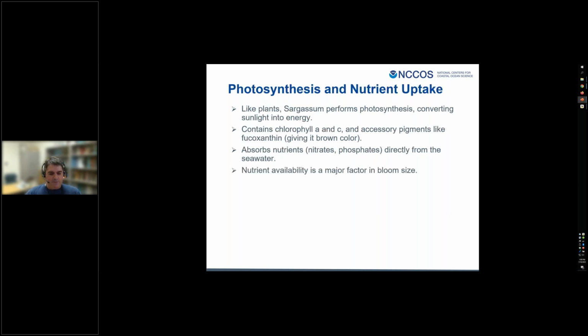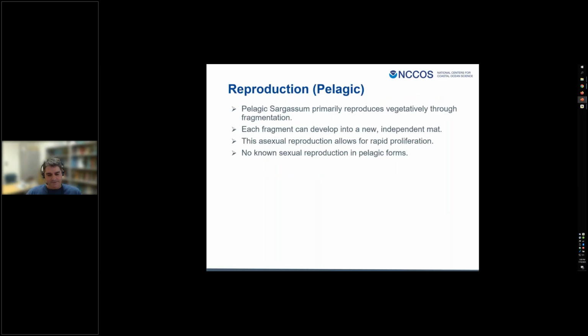Sargasso, as most algae and plants, uses photosynthesis to grow. They contain both chlorophyll A and C and accessory pigments such as fucoxanthin, which gives Sargasso its brown color. Since they're able to absorb the nutrients directly from the water, we can assume that nutrient availability can and does play a major factor in the size of the mats. I've already covered the fact that pelagic Sargasso reproduces by fragmentation, but the main point of this slide is the fact that each and every fragment can develop into a new independent mat. Add their ability for rapid growth, and it's easy to then understand why Sargassum inundation events have exploded since 2011.